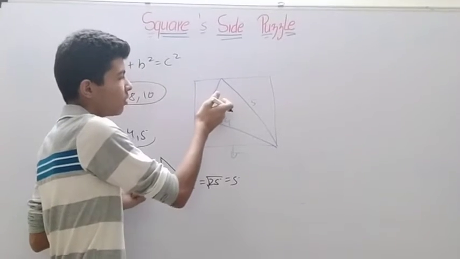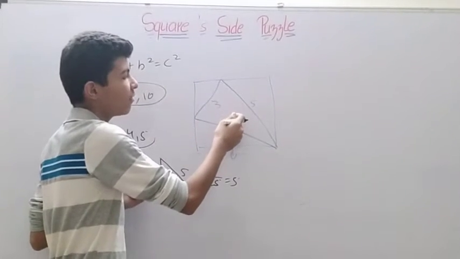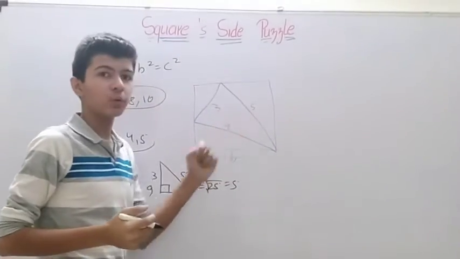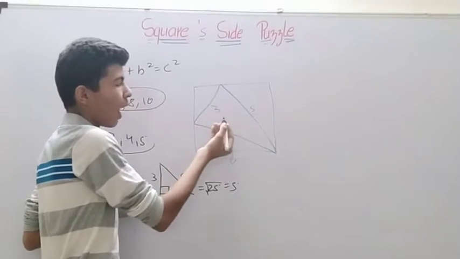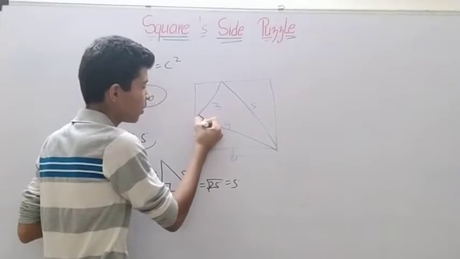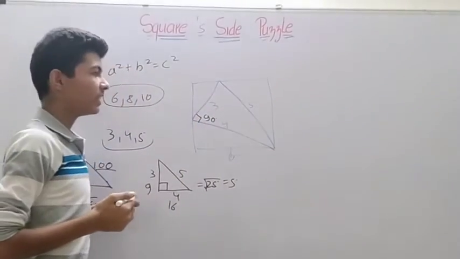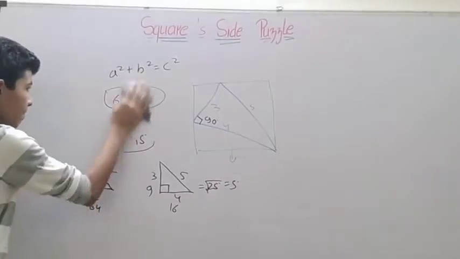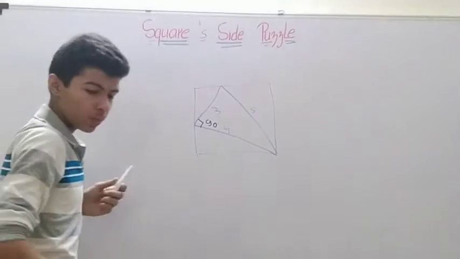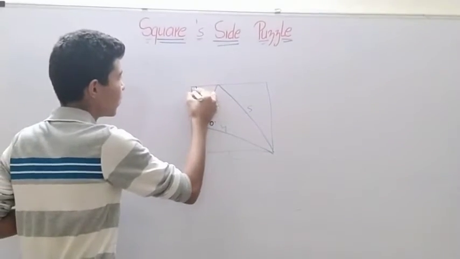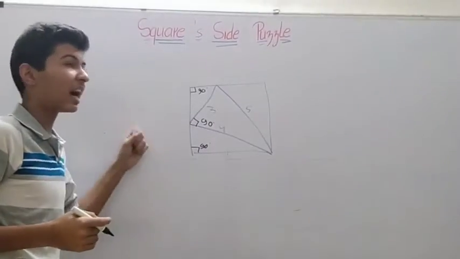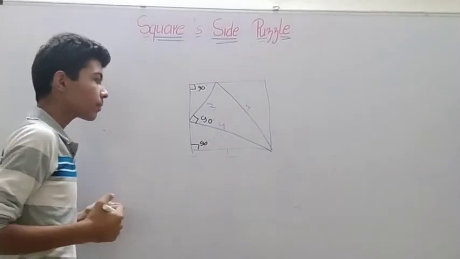Is it between the sides 3 and 4, or 4 and 5, or 5 and 3? We know that the longest side is the hypotenuse, and the angle opposite to the hypotenuse is 90 degrees. So this angle is equal to 90 degrees. We also know that these two angles would be 90 degrees, as they are the corners of the square.